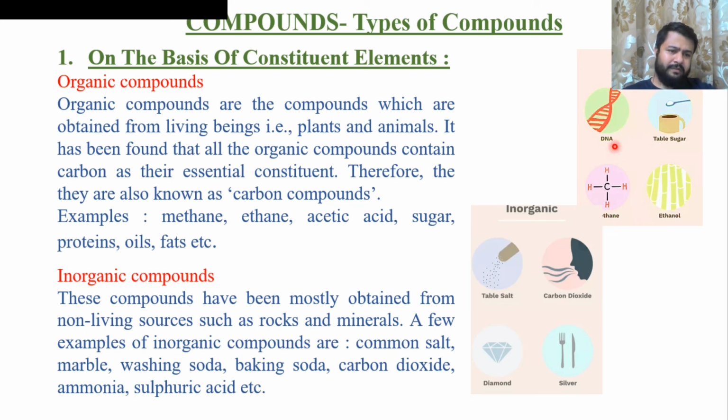Among organic compounds, we have DNA, table sugar, methane, ethanol. These all are organic compounds. Table salt, carbon dioxide: again, in carbon dioxide, carbon is there, but this is inorganic. This is not the organic one. We will discuss these types of differentiation in later classes. Diamond, again it is carbon but it is inorganic. And again we have silver. Silver is again an inorganic one.